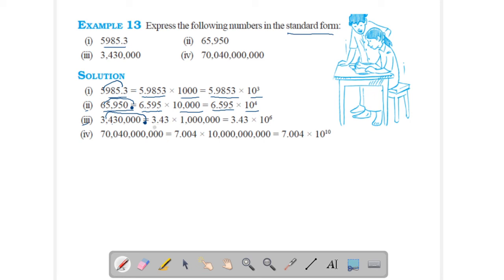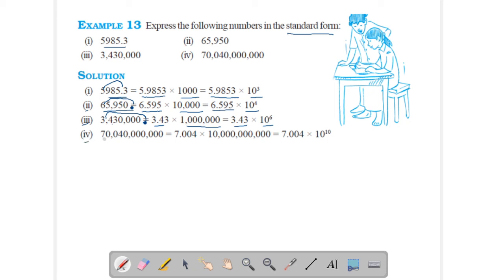Therefore, it can be written as 3.43 into 10 lakh. And 10 lakh has 6 zeros. In exponential form, it can be written as 10 raised power 6. Therefore, the number can be written as 3.43 into 10 raised power 6. This is your standard form. Now come to fourth part.